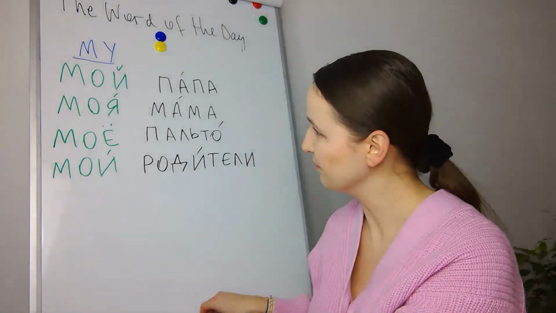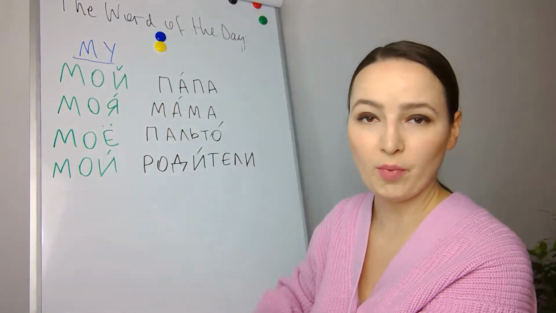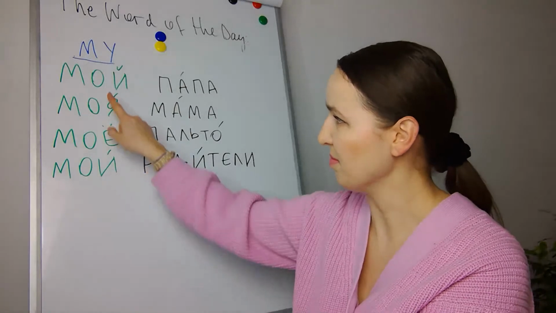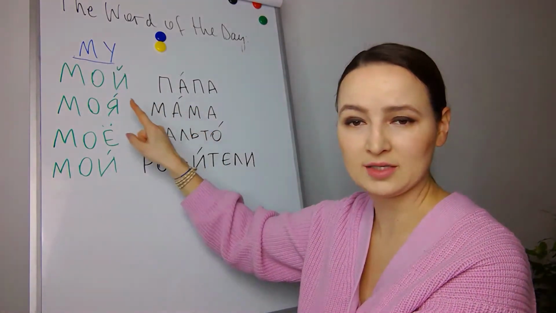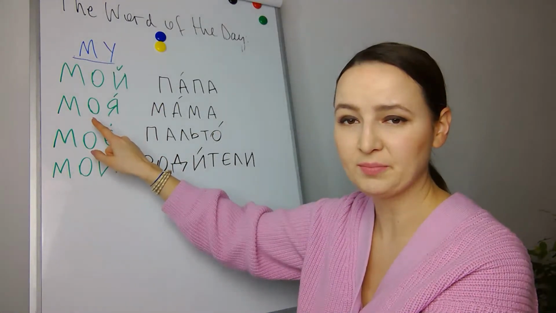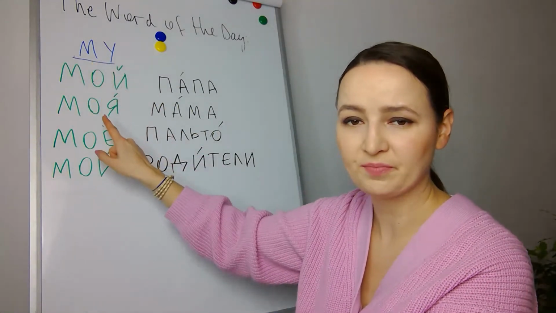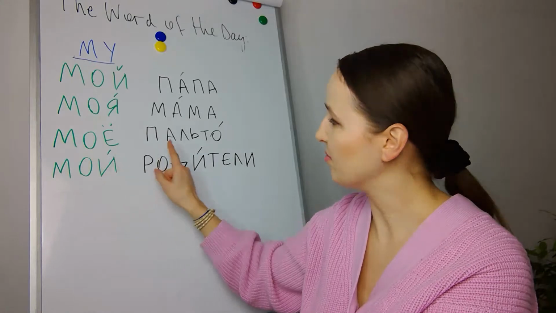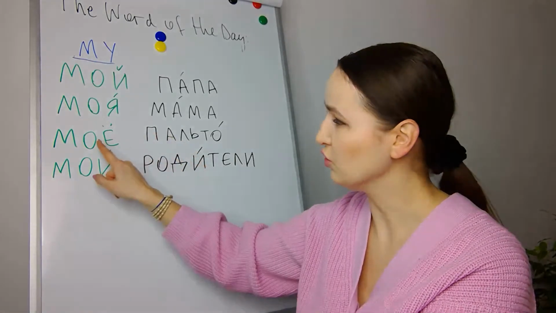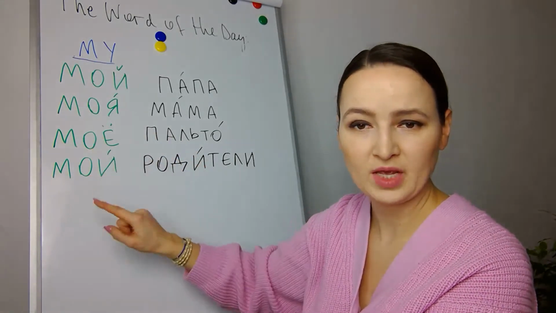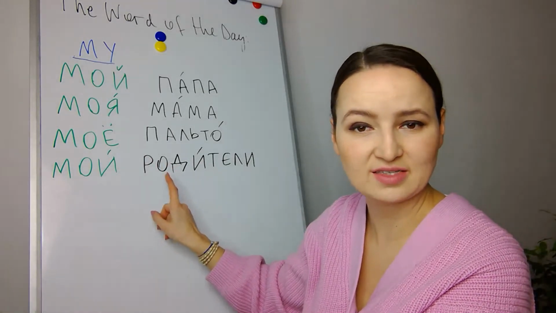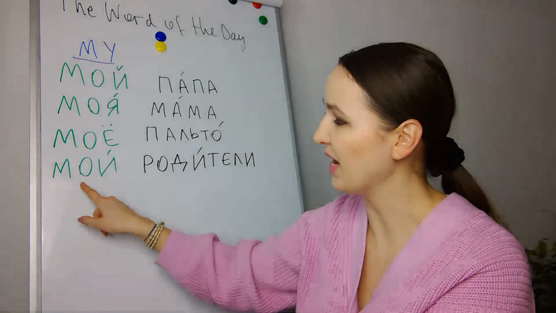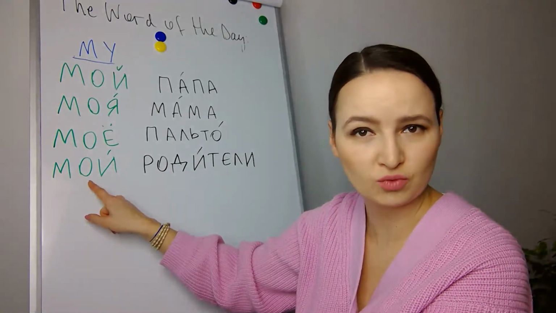Очень хорошо. So, мой папа, my father, masculine, my. Моя мама, my mother, feminine, my. Моё пальто, my coat, neuter, my. And мои родители, my parents, plural. Мои is my in plural.